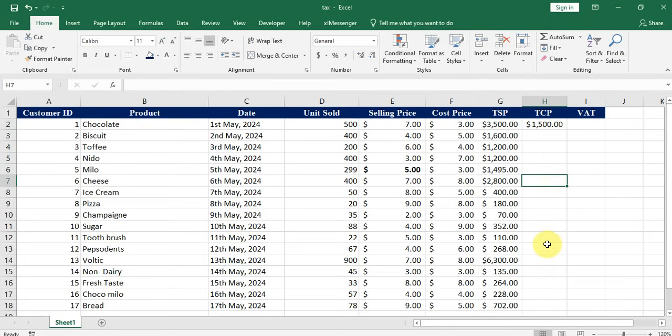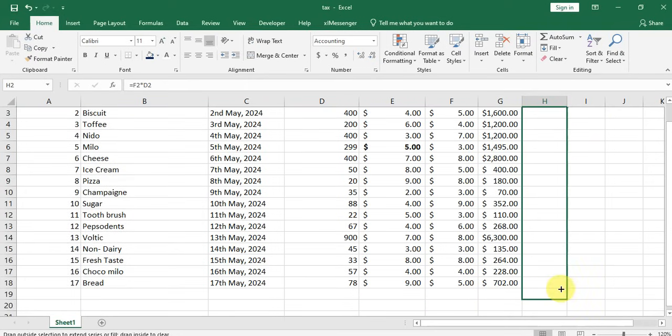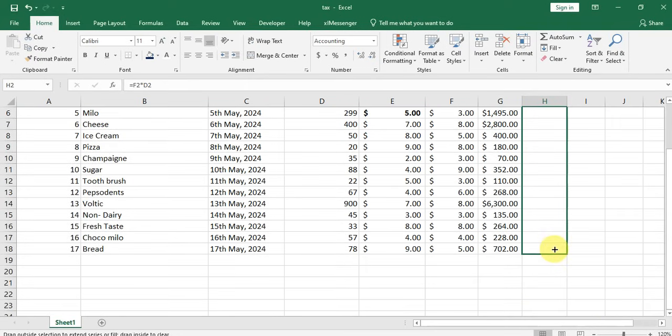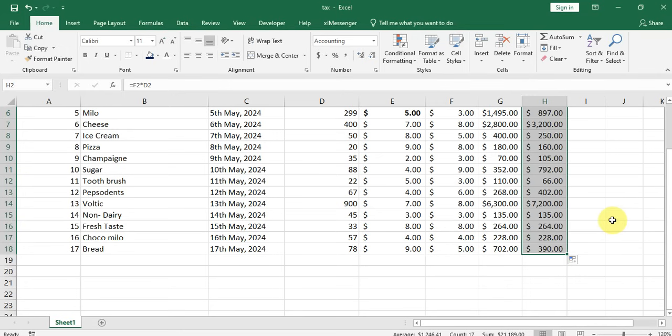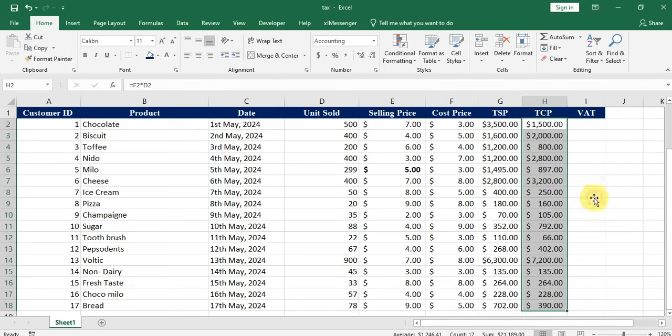We can't be doing it one by one. It will take our time. So what do we have to do? Just select the one you have done here, bring your cursor down here, press and hold, and drag it down to the last product here. The very moment that you release your hand, automatically Excel will calculate the remaining for you.